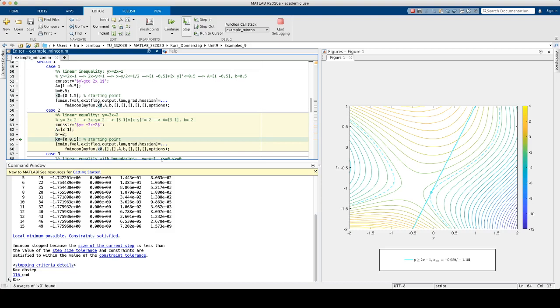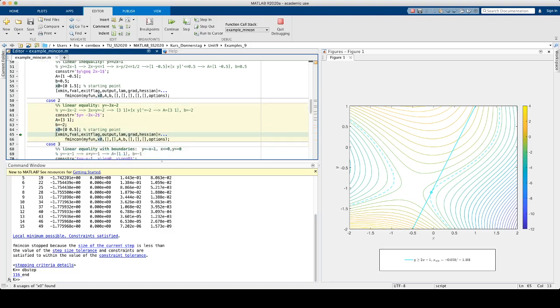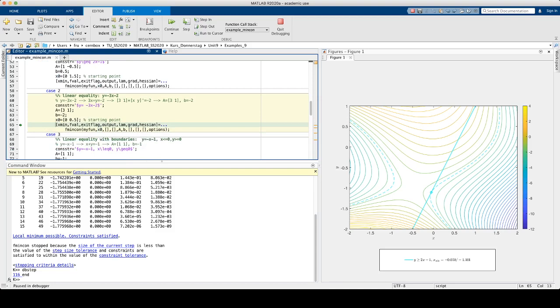We choose a different starting point somewhere in the rectangle. Now we have to provide arguments 5 and 6 to fmin_con. 3 and 4 are reserved for linear inequalities, and A and B in positions 5 and 6 indicate a linear equality.